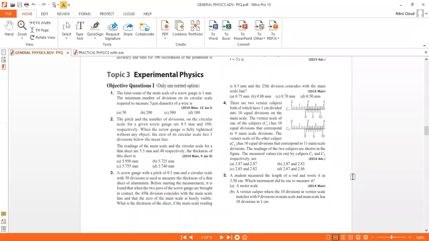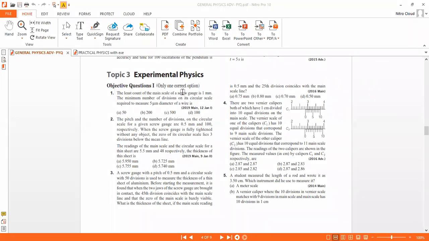Okay, firstly we are having experimental physics. I'll start with experimental physics. We almost did units and dimensions, significant figures and significant results for JEE Mains. Firstly, I'll start here and then finally I'll go there.